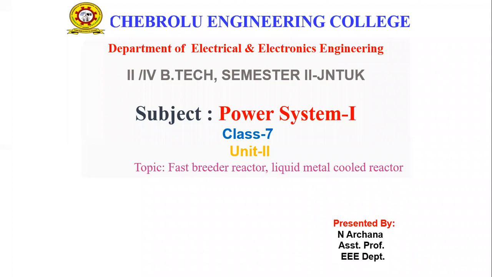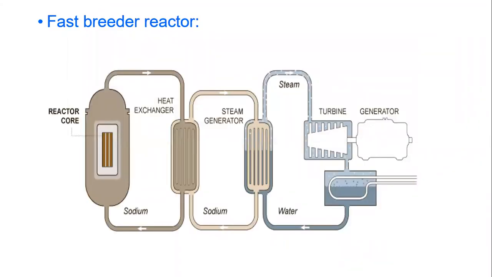First, coming to the FBR, the fast breeder reactor. This is the diagram for the FBR. This is the reactor core, this is the heat exchanger, and this is the steam generator. After the steam is generated, it is given to the turbine blades.